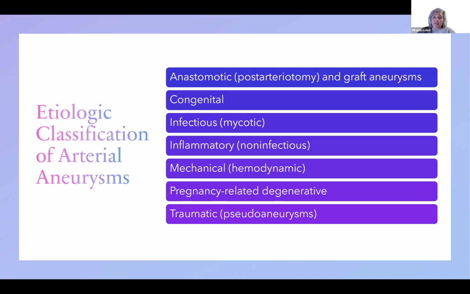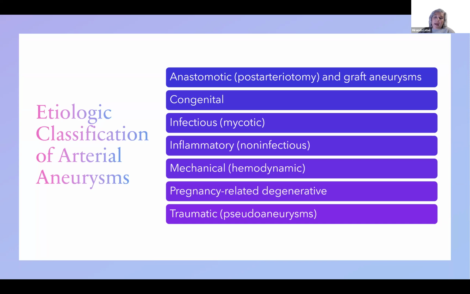Infectious is resulting from bacterial, fungal, or spirochetal infections. Inflammatory is linked to the arteritis, so the Takayasu disease, giant cell arteritis. And then we have that periarterial inflammation. So something like pancreatitis can cause these things.